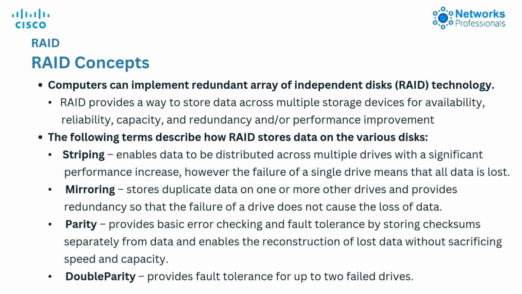Mirroring stores duplicate data on one or more other drives and provides redundancy so that the failure of a drive does not cause the loss of data. Parity provides basic error checking and fault tolerance by storing checksums separately from data and enables the reconstruction of lost data without sacrificing speed and capacity. Double parity provides fault tolerance for up to 2 failed drives.